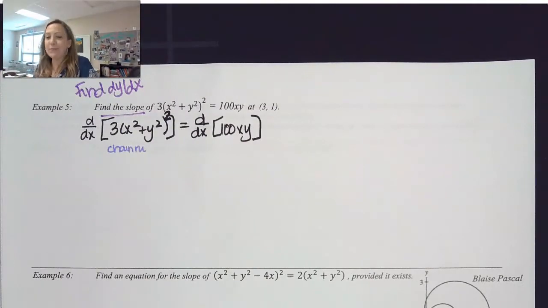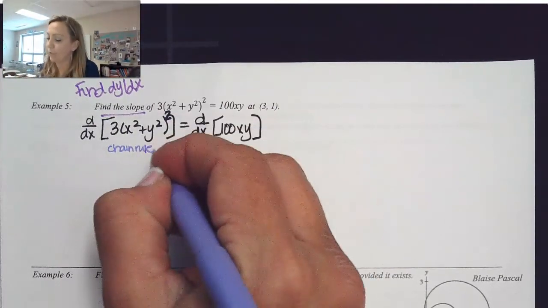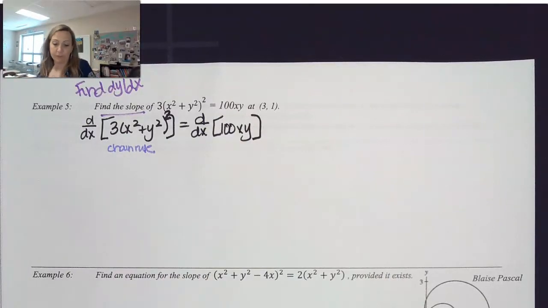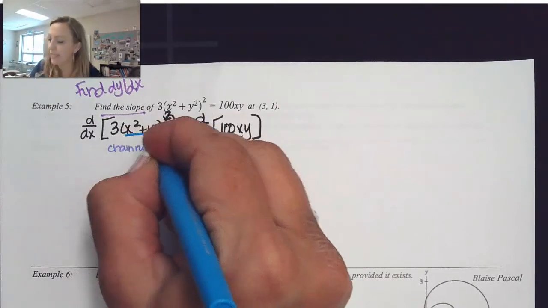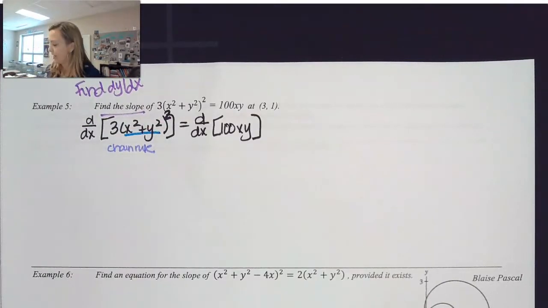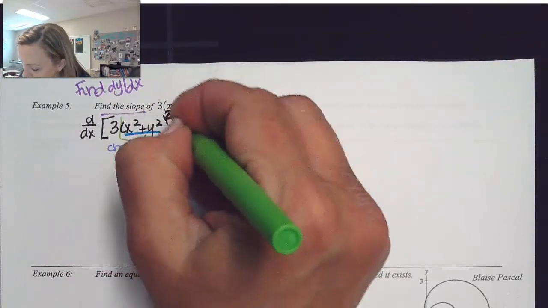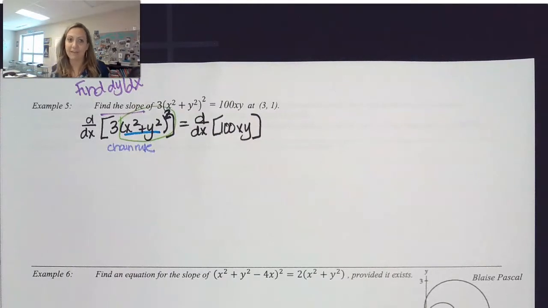Okay. Because we have x squared plus y squared quantity squared, that means that we're going to have to apply the chain rule. Notice that we have an inside function, which is x squared plus y squared, and then the outside function is the idea of something being squared. So we're going to have to apply the chain rule to that first.